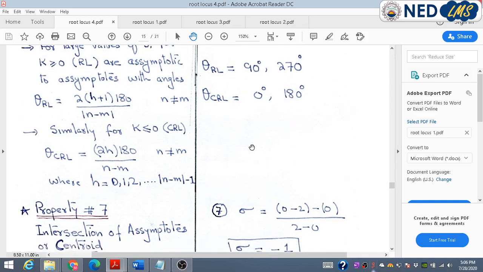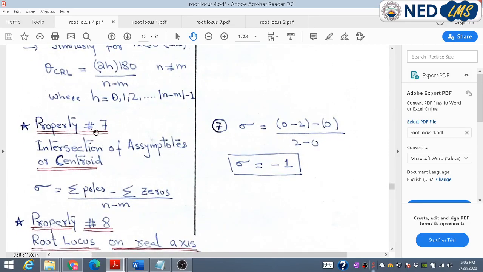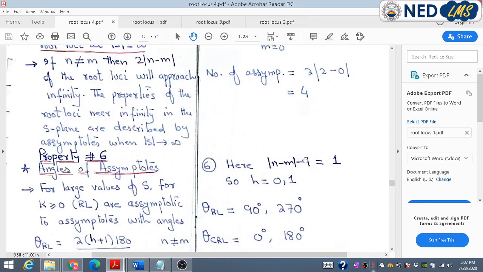The other question is from where we have to plot these angles. These angles will be plotted by using the next property, which is the intersection of asymptotes or centroid. From here we also find the axis of symmetry. Sigma is the real value, which is equal to the sum of poles minus the sum of zeros divided by n minus m, and this will give you a real value where all the asymptotes will intersect each other. So here, one pole is at 0 and the other pole is at minus 2, the sum of poles is minus 2, and we have no zeros here, divided by n minus m, which is 2 minus 0, therefore sigma comes out to be minus 1. This minus 1 is the point where we have to plot these four angles for the four asymptotes.